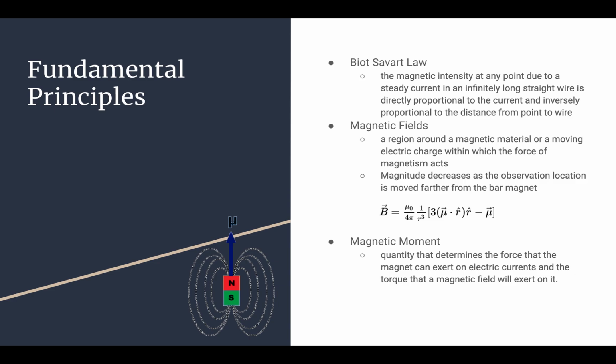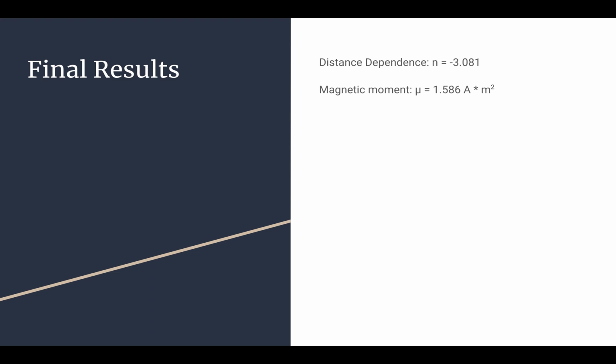A magnetic field is basically created by a region around a magnet or a moving electric charge, and that's where the force of magnetism acts. The magnitude of this decreases as you are farther away from the magnet, and that is the formula for that. And the magnetic moment, which is shown in this diagram to the left, is basically just a quantity that determines the force that the magnet can exert on electric currents and the torque that the field will exert on it. So these are my final results.